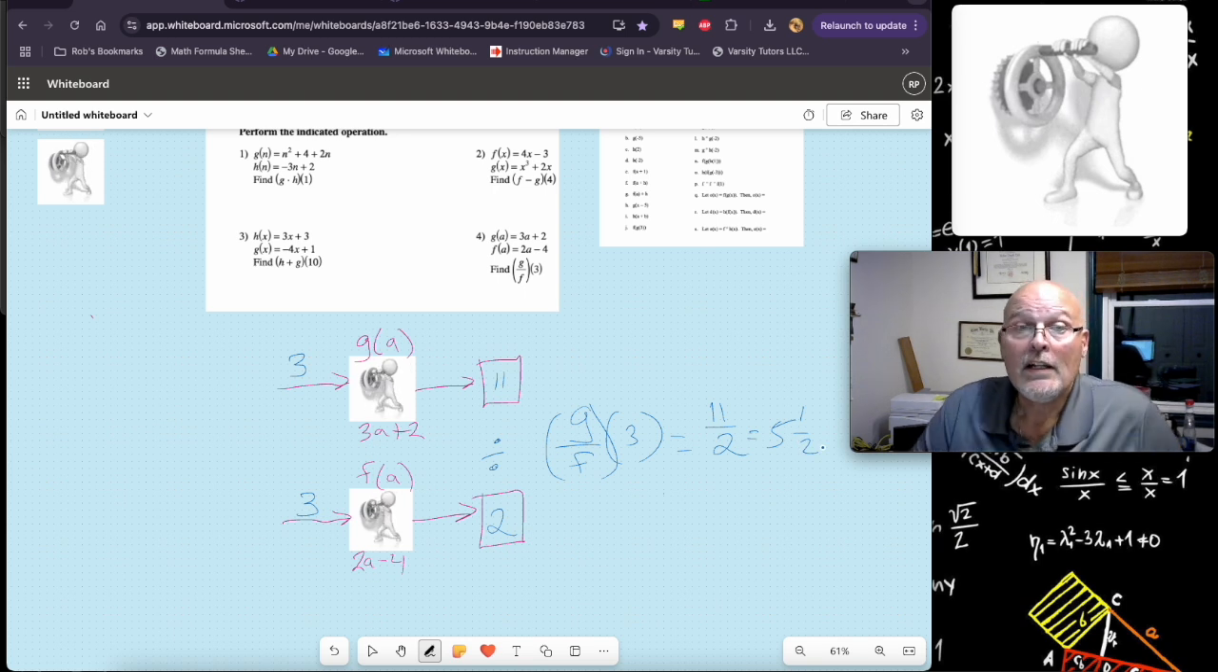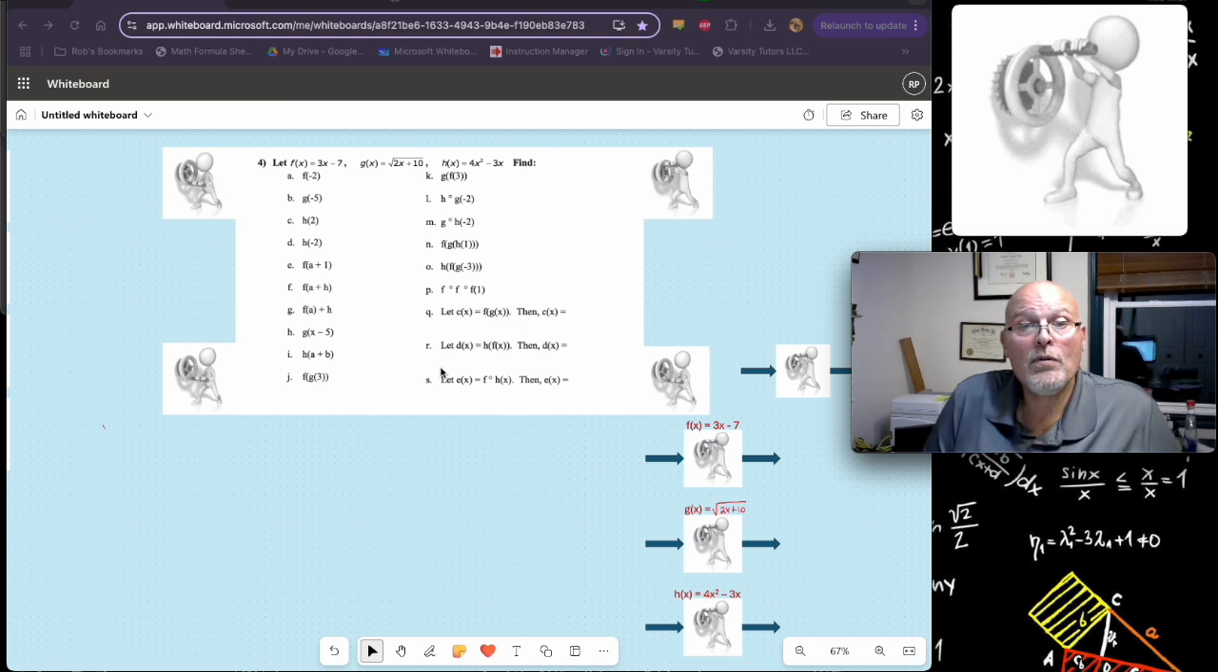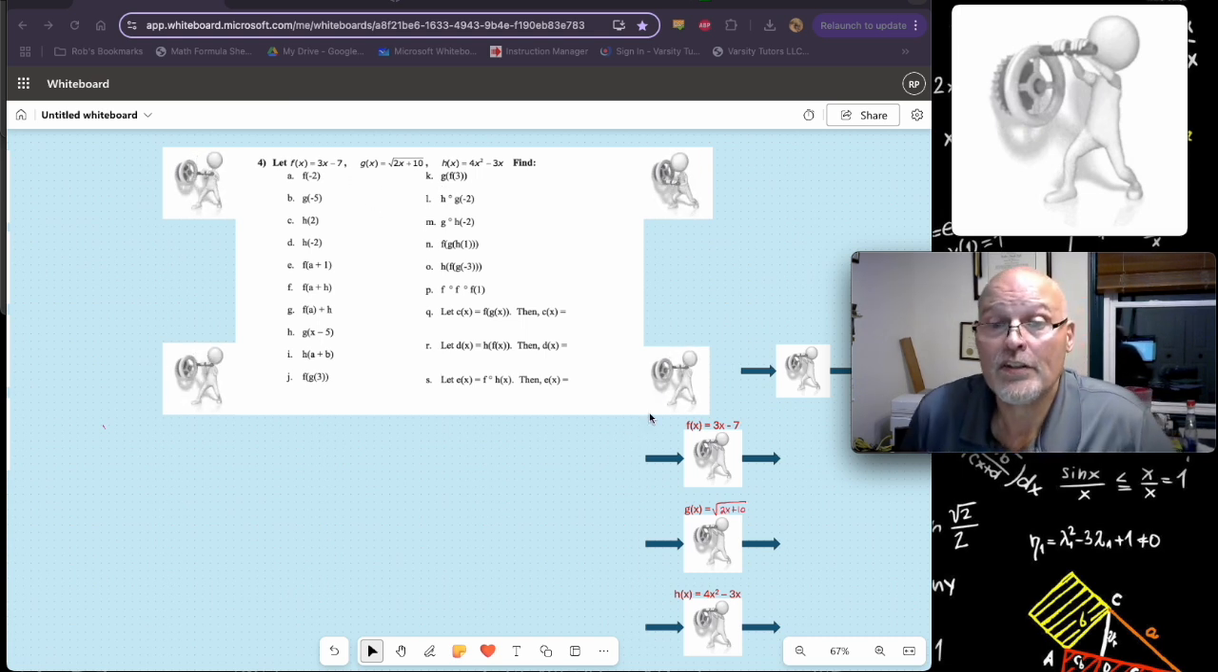All right, that is pretty much operations of functions in a nutshell. Hopefully this guy with a crank metaphor is helping for you guys. And next we're going to get to the fun stuff. Now we're going to get into composition of functions, where we're doing functions of functions.